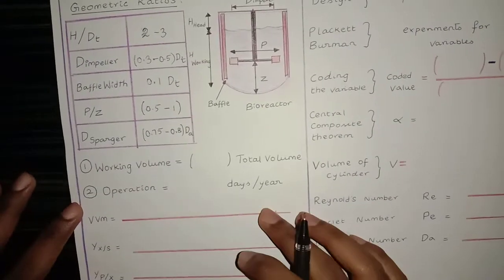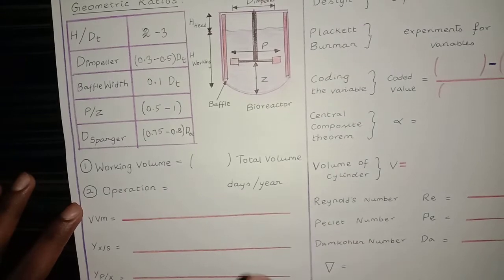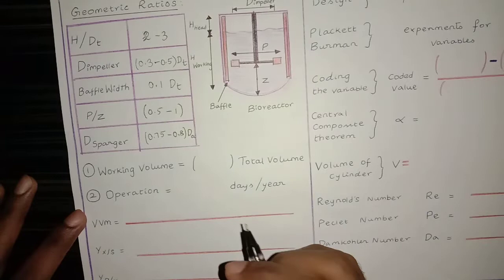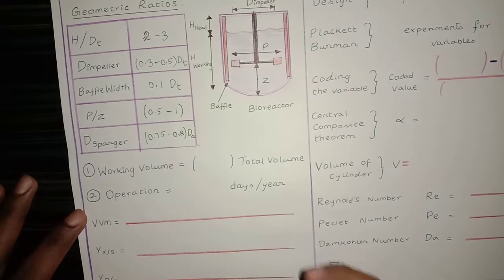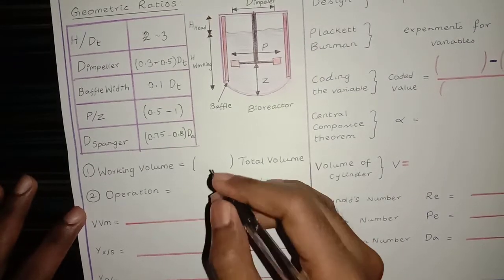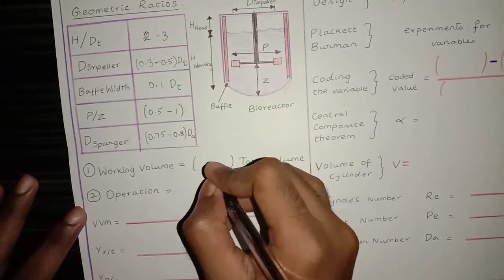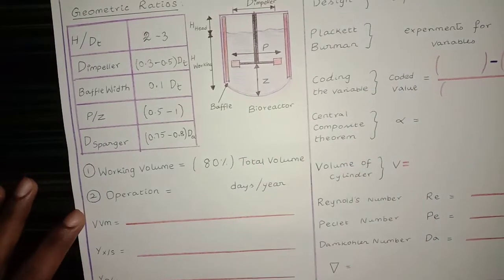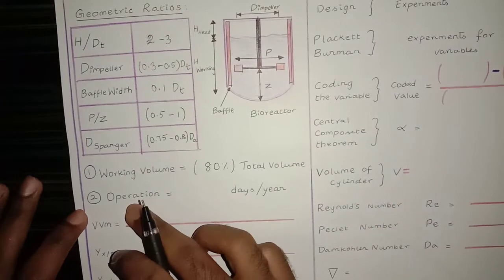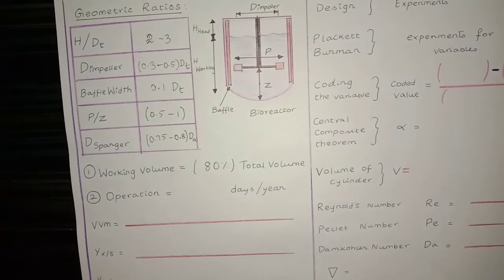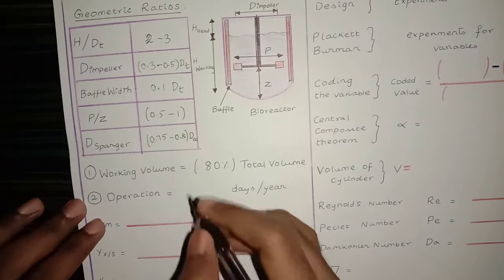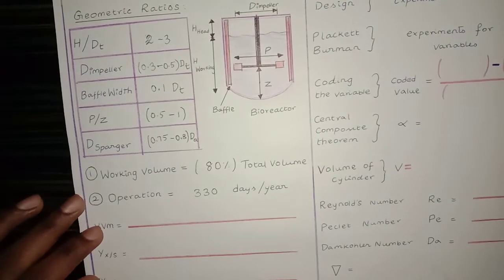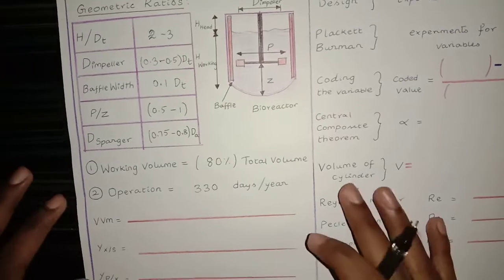Next, the working volume. The two main assumptions in bioprocess engineering are: one, the working volume of the reactor is 80% of the total volume. Next, operation. The reactor is not operated 365 days a year. It is operated only 330 days a year and the rest is for maintenance.